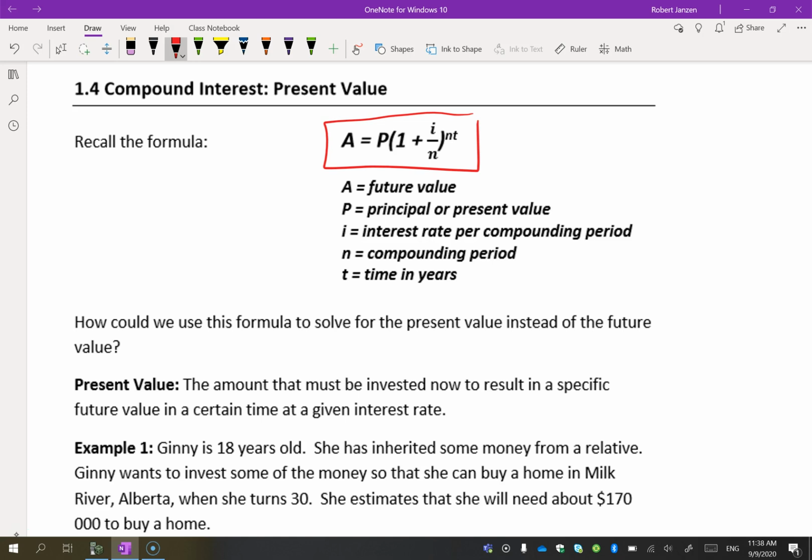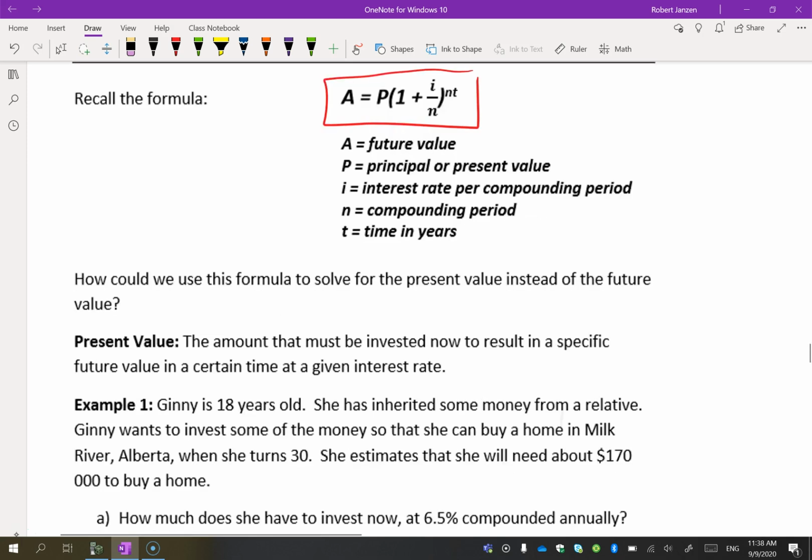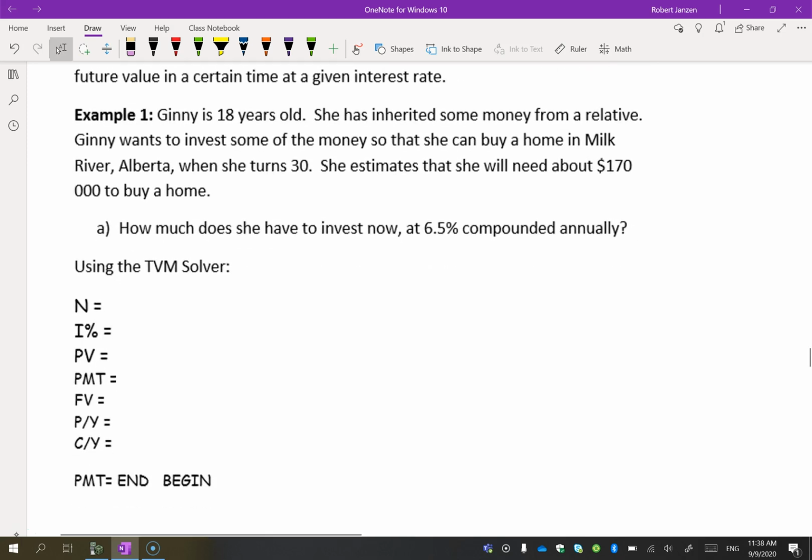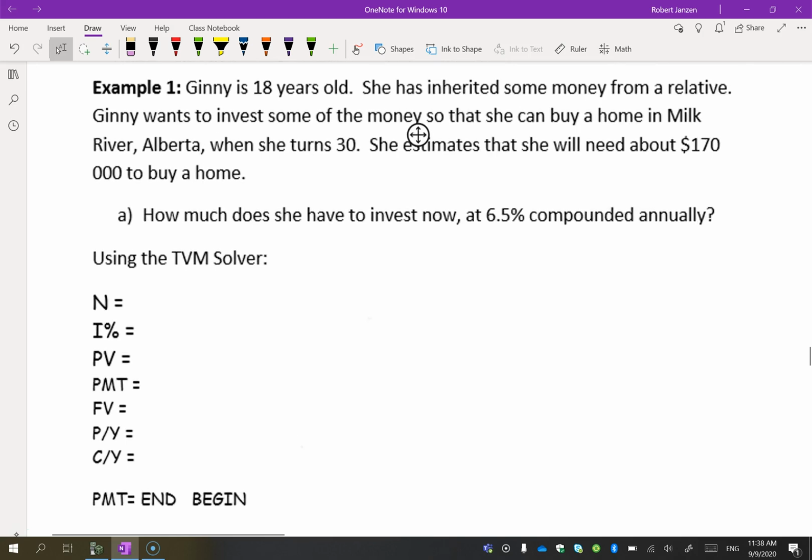If you were going to use the compound interest formula, and you weren't just finding for A, so for example, in this question, we're going to be finding for future value, you could just plug it in exactly like it is. But if you were finding one of these other variables, let's say you're finding P, you may have to use some algebra to do that, some of the properties of algebra. But let's look at this first example and see if we can use the TVM solver.